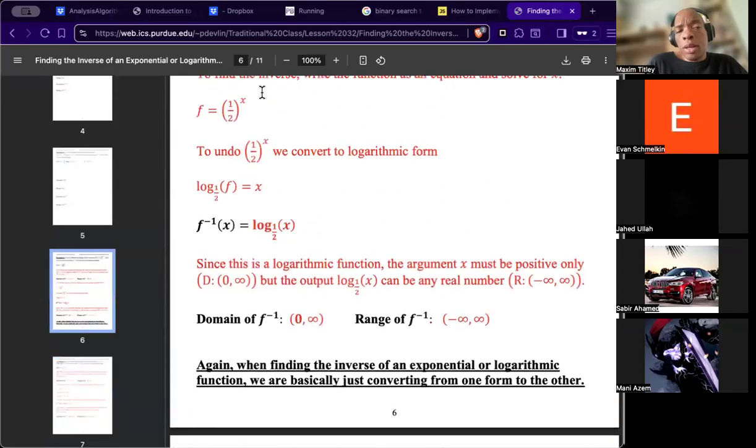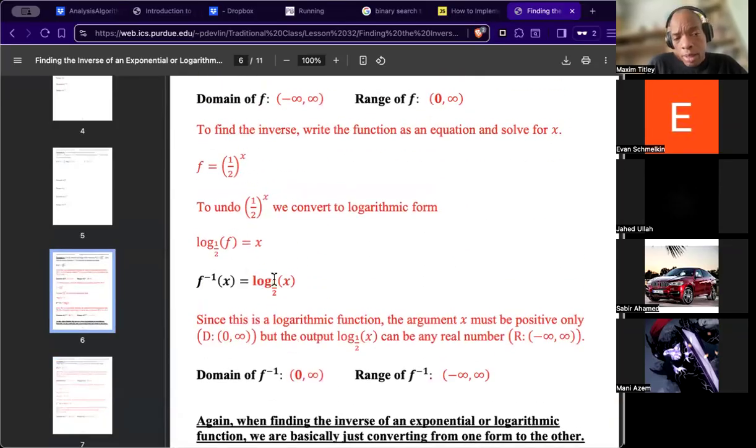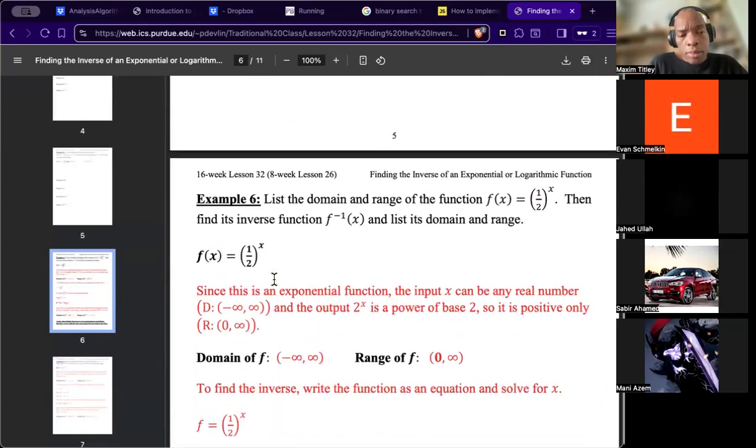Now, in the event that I was given a logarithm, let's suppose that this is, let's see.